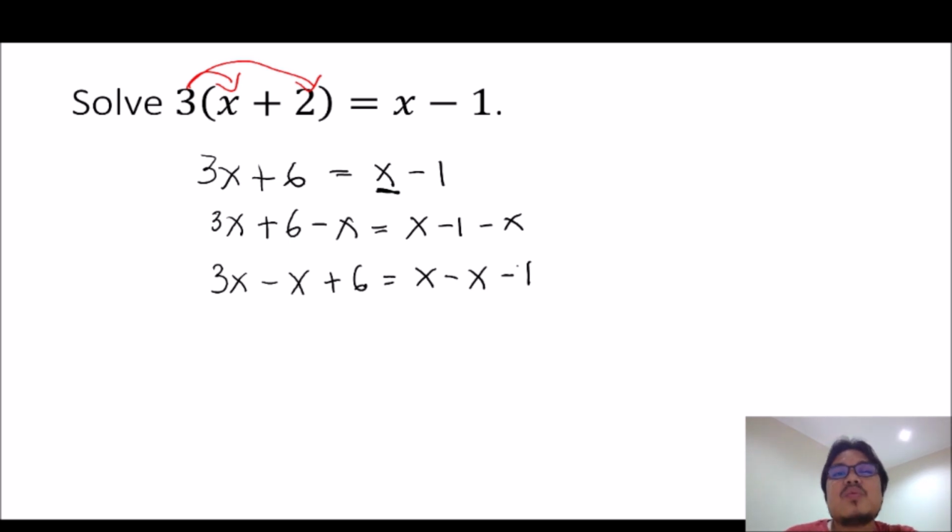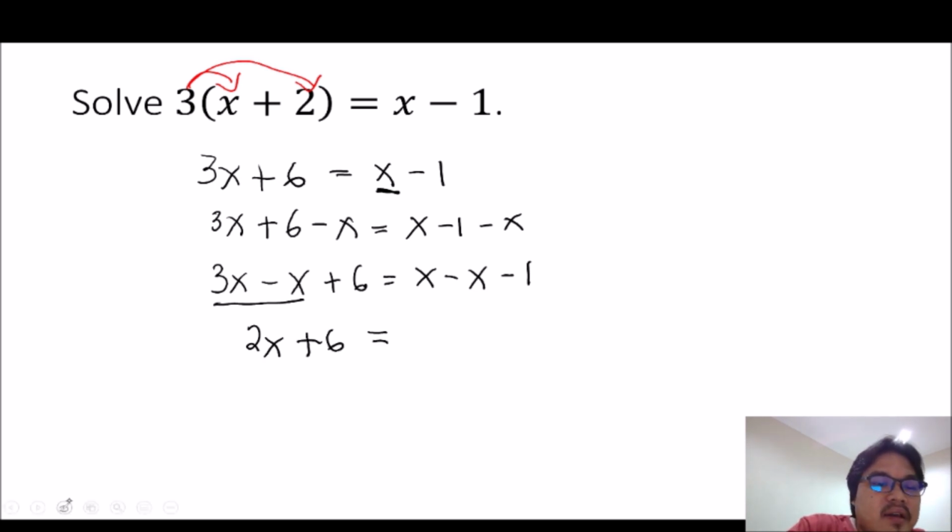Do not forget that when you are moving the terms, you need to carry on the sign. If it is positive, then make it plus. If it is negative, make it minus. Okay? So 3x minus x is just 2x. Bring down plus 6. x minus x is 0. So cancel this. What will stay on the right-hand side is only minus 1.